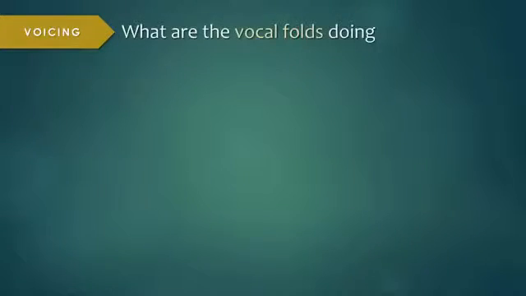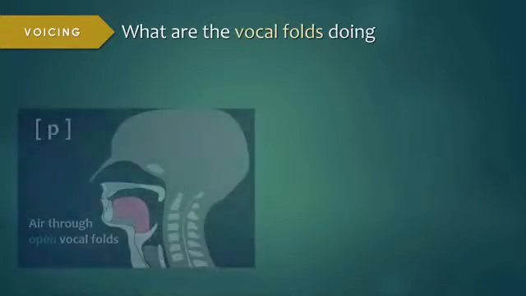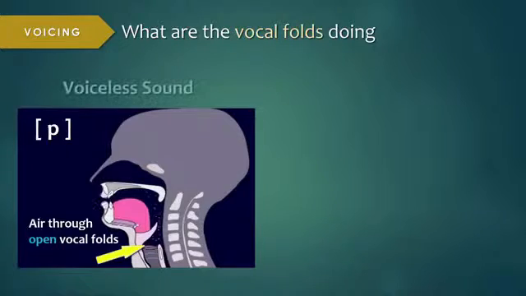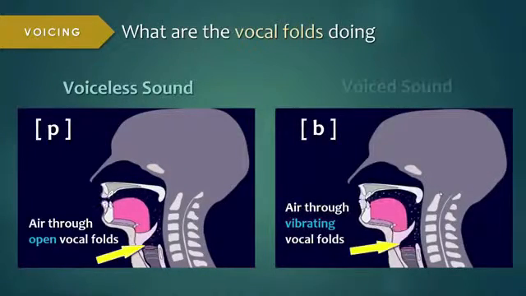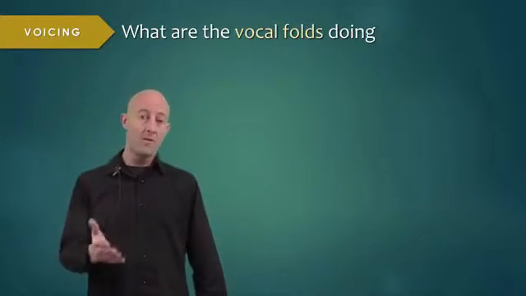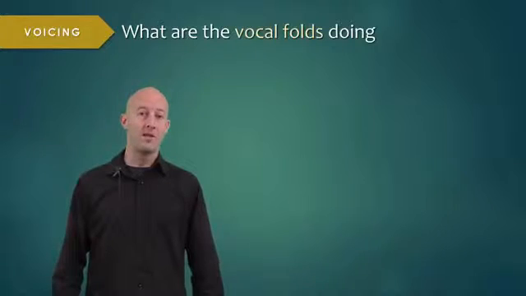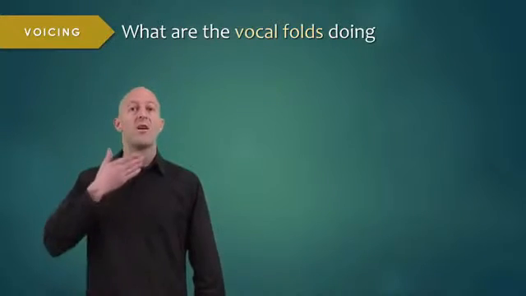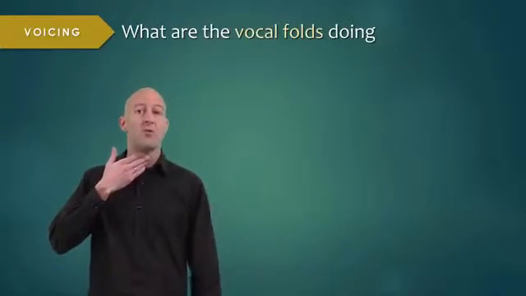Voicing, or state of the glottis, refers to what the vocal folds are doing. When air passes through open vocal folds, we call these voiceless sounds. When air passes through vibrating vocal folds, we call these voiced sounds. You can feel the difference between voiced and voiceless sounds by putting your hand right here on your Adam's apple if you're a male, or where your Adam's apple would be if you're a female.